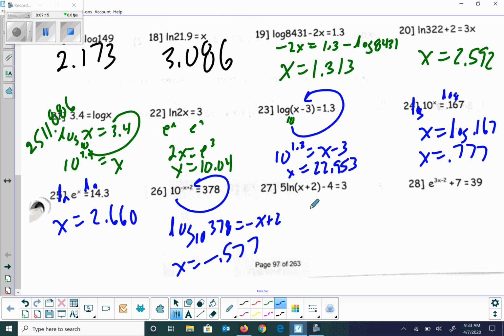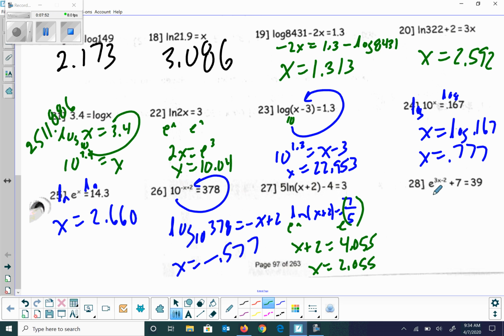So I'm going to add 4 to both sides. If I add 4 to both sides, that gives me a 7. Divide by 5, so I get 7 over 5. Then I get natural log of x plus 2 equals 7 over 5. So I'm going to go e to both sides, because e undoes that. Make sure this is in parentheses. So I'm going to get x plus 2 equals e to the 7 over 5. So second of natural log, and then put that in parentheses, 7 divided by 5, which comes out to 4.055. Subtract 2.